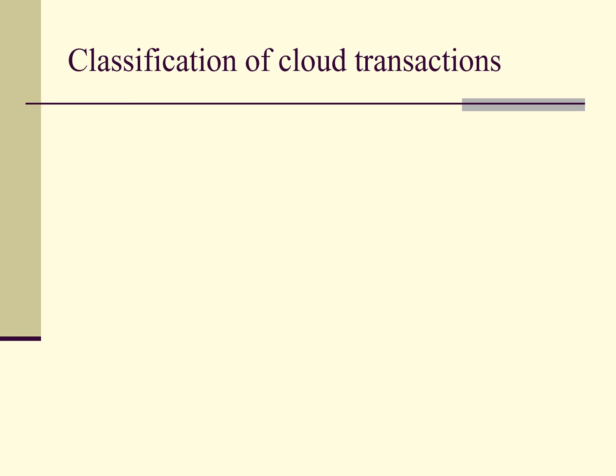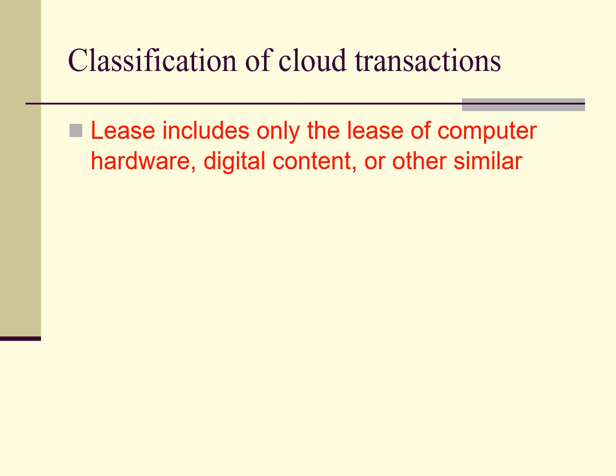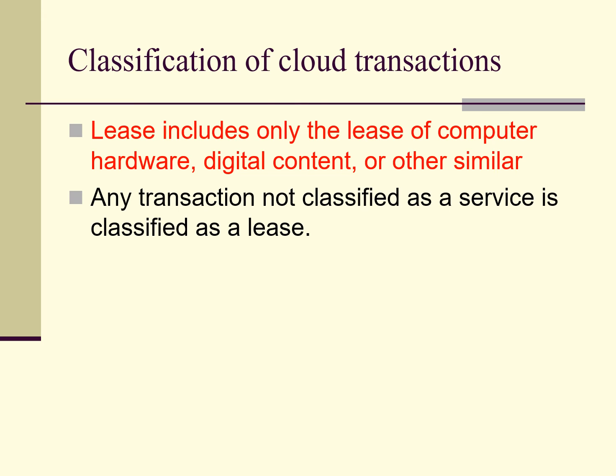A cloud transaction is classified solely as either a lease or the provision of services. For this purpose, a lease includes only the lease of computer hardware, digital content, or other similar resources. The regulations provide rules for classifying a cloud transaction as a service. Any transaction not classified as a service is classified as a lease. These factors for classification are discussed in the text.